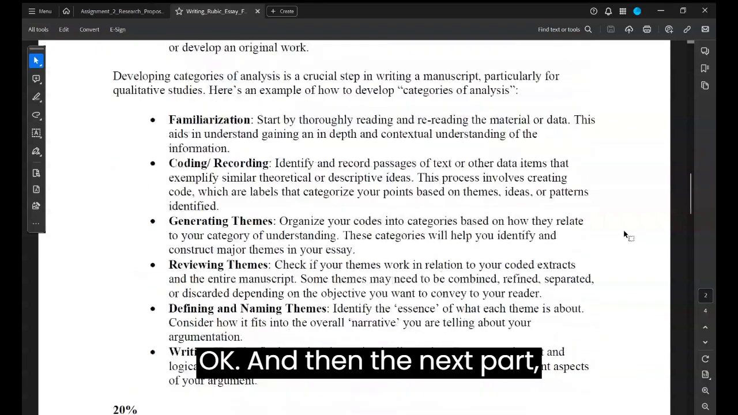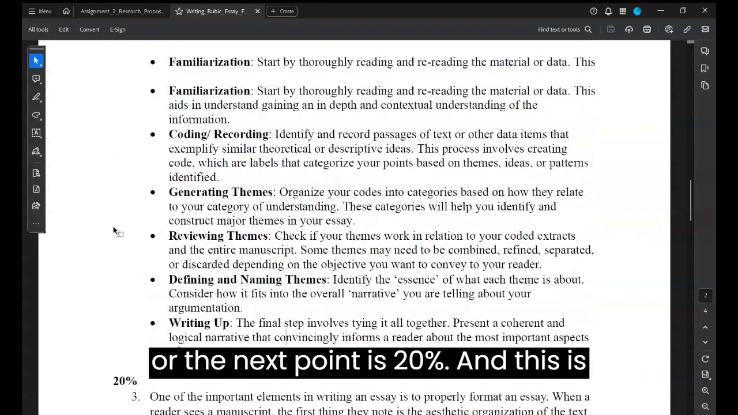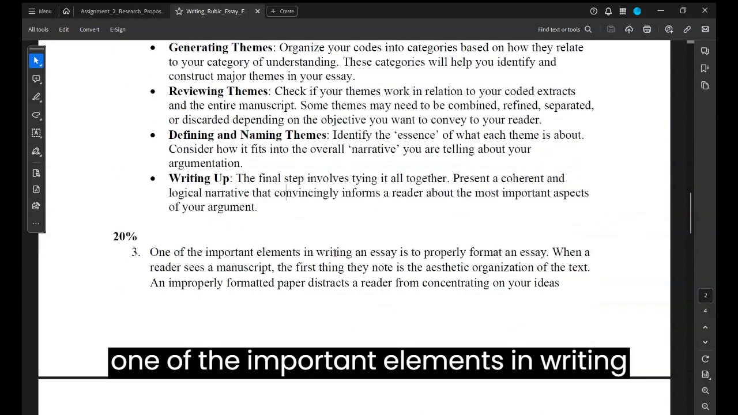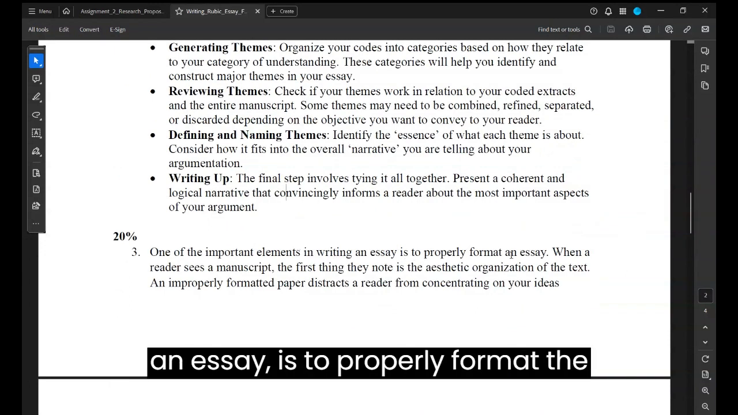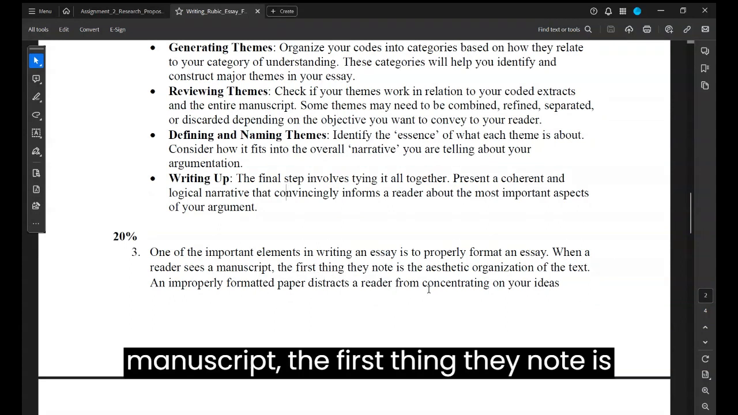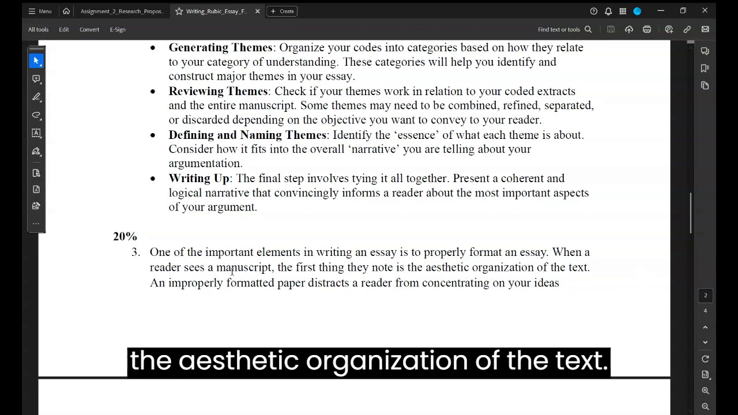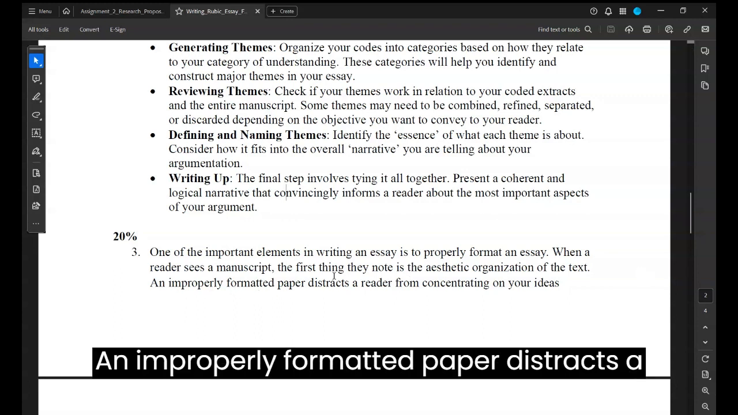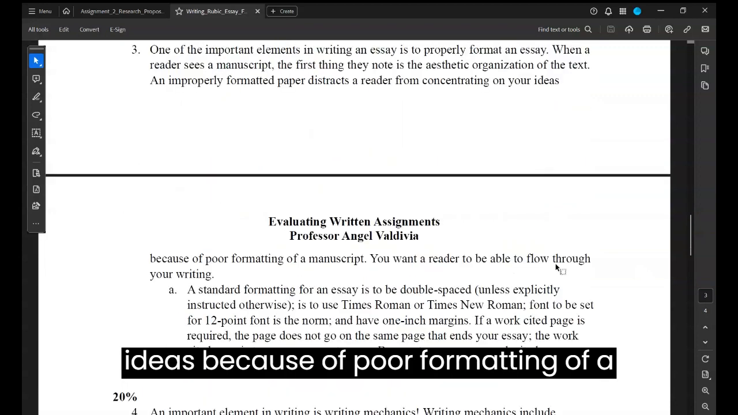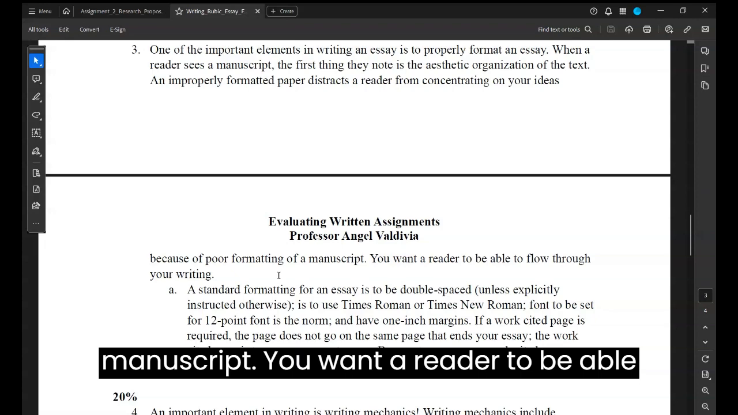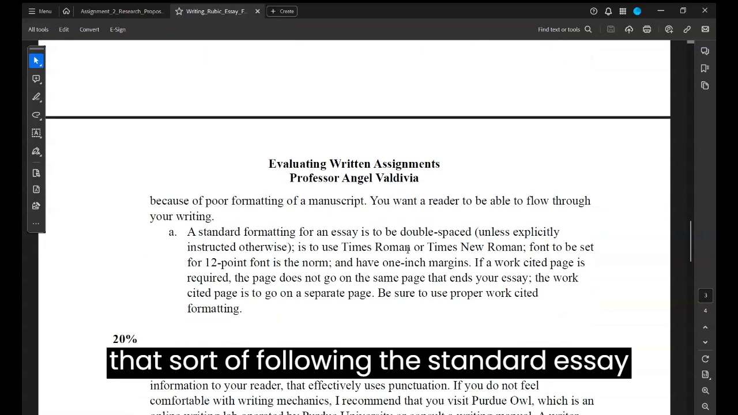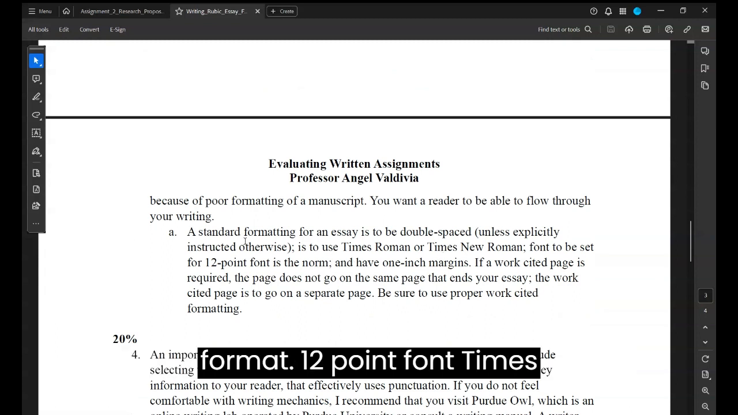Okay. And then the next point is 20%. This is one of the important elements in writing an essay: to properly format the essay. When a reader sees a manuscript, the first thing they note is the aesthetic organization of the text. An improperly formatted paper distracts a reader from concentrating on your ideas. Because of poor formatting of a manuscript, you want a reader to be able to flow through your writing. So that's following the standard essay format.